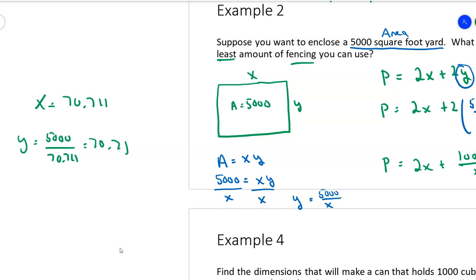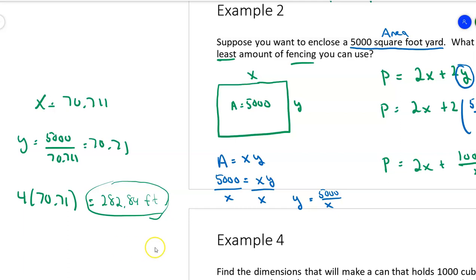So if the question says what is the least amount of fencing, you've got 4 sides that are each 70.71 units. So when you multiply that out, let's see what you get. 282.84. So that's the least amount of fencing that you need to enclose a 5,000 square foot yard. Right? Anything less than that, and you won't have enclosed the whole yard. Anything more, and you're using more fencing than you need. So it turns out that the answer really is a square that is enclosed by about 283 feet of fencing.